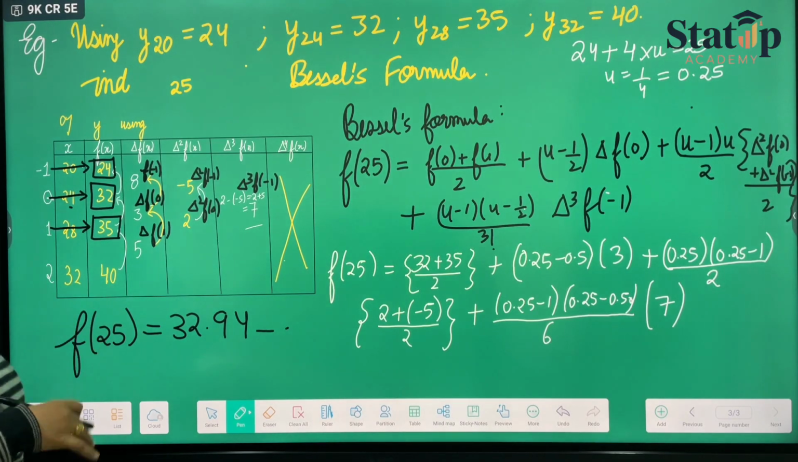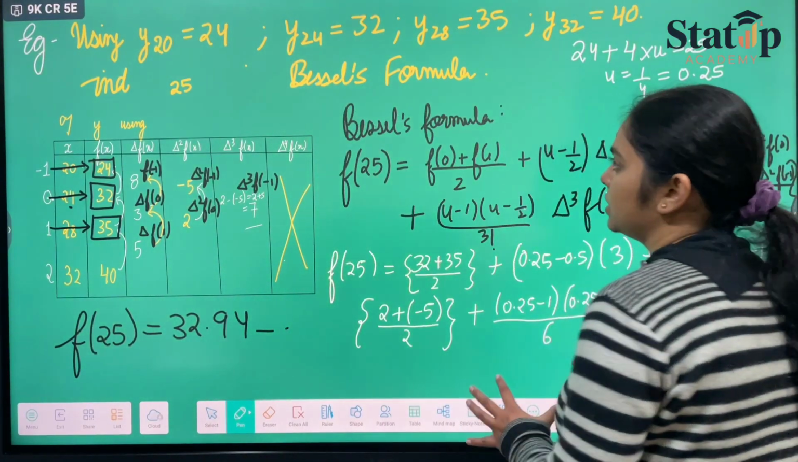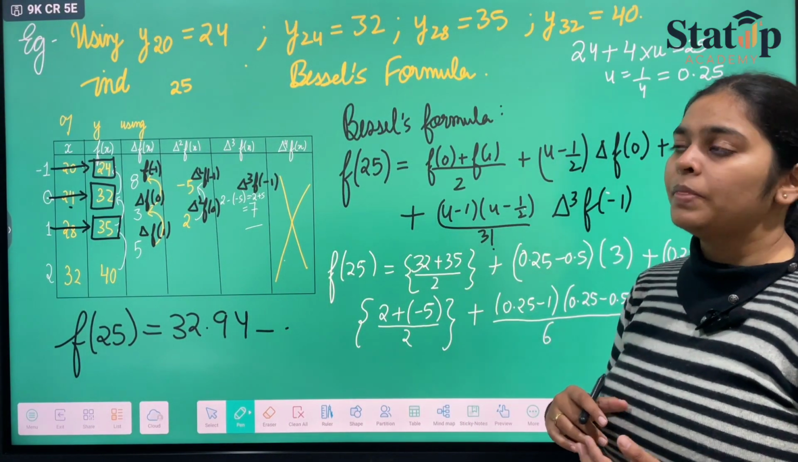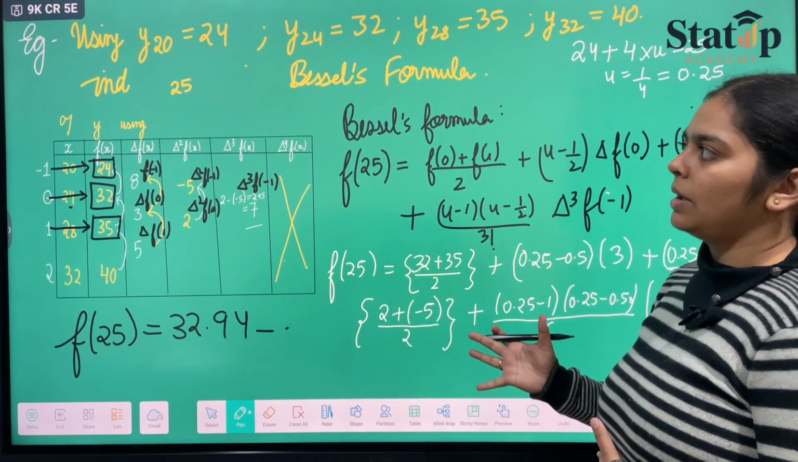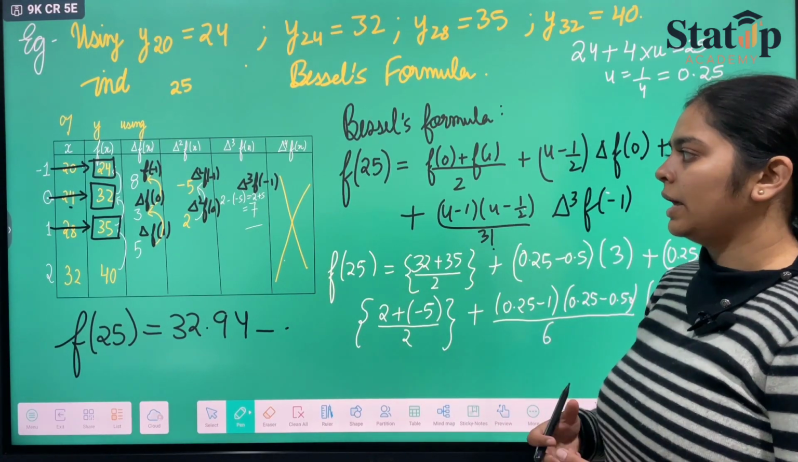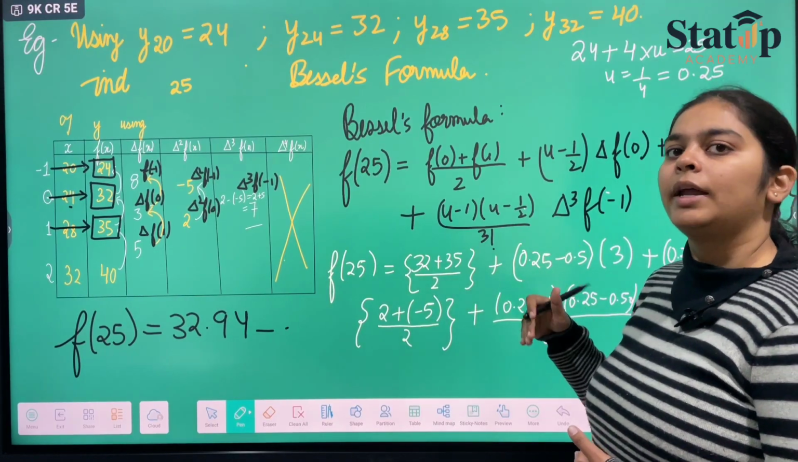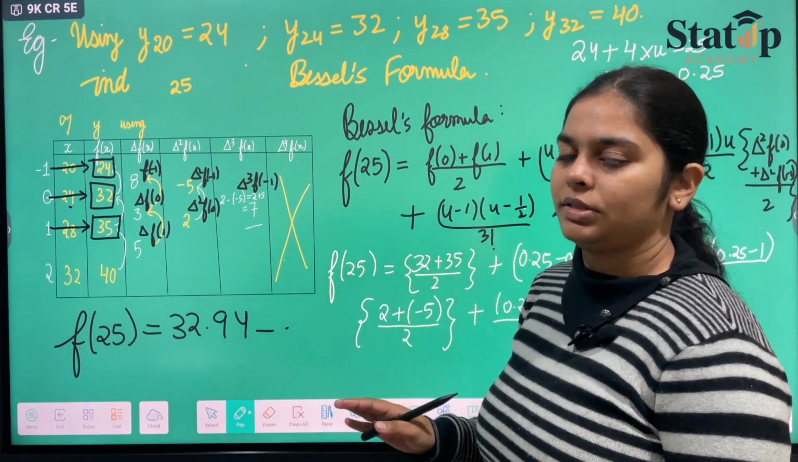You can take up till the second digit after the decimal. So this is how we solve Bessel's formula. As and when it comes in examination, with practice you'll improve yourself and solve it within the time limit. This was harder. This was an easier calculation one, and these kind of questions only come in the examination.